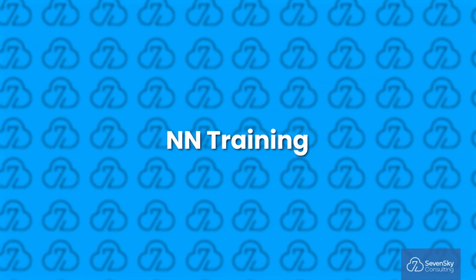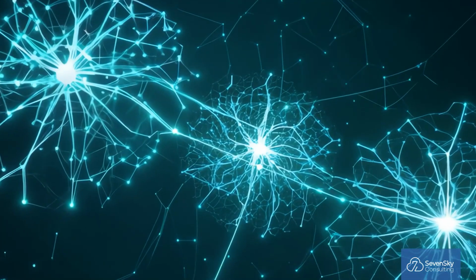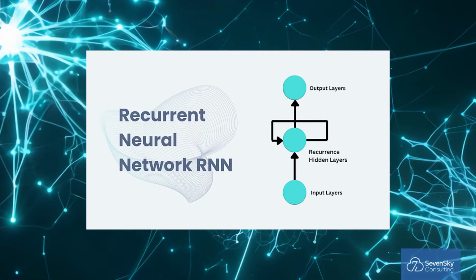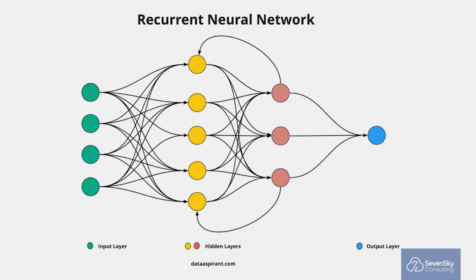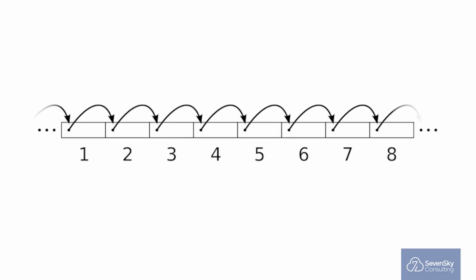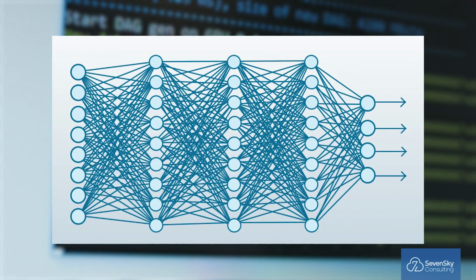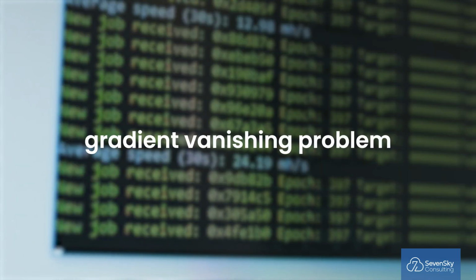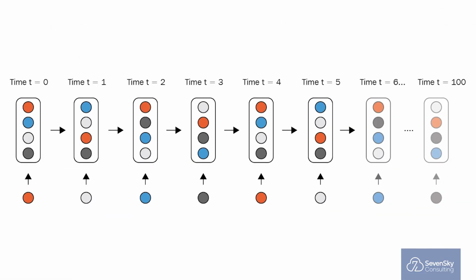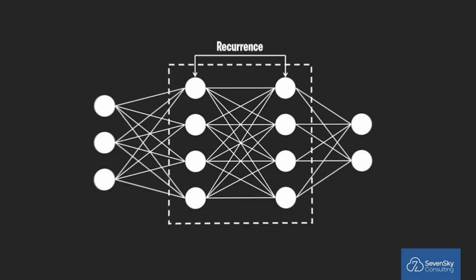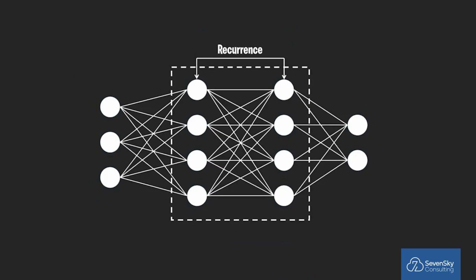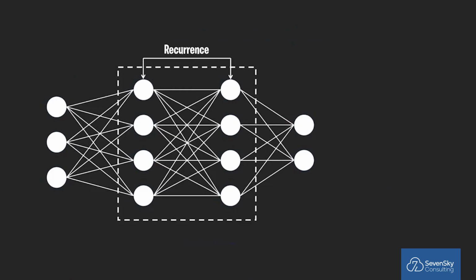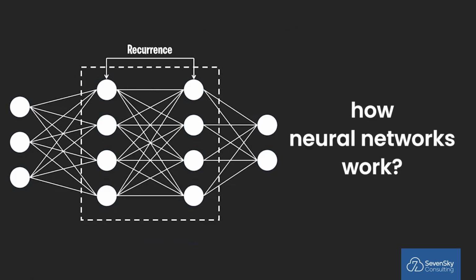RNN training. So far, we've learned about recurrent neural networks, RNNs. RNNs are powerful tools capable of handling sequential data effectively. However, they struggle with retaining information over long sequences due to a challenge known as the gradient vanishing problem. But what exactly is gradient vanishing? To understand this, and the issue of forgetting in RNNs, we need to delve into how neural networks work.